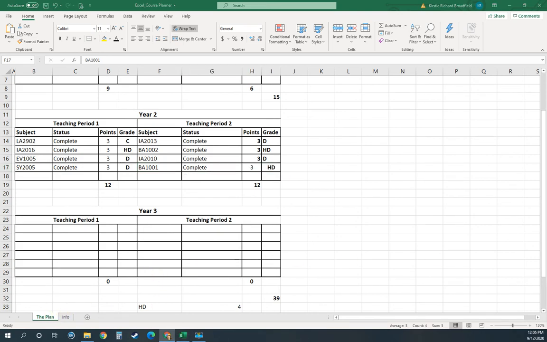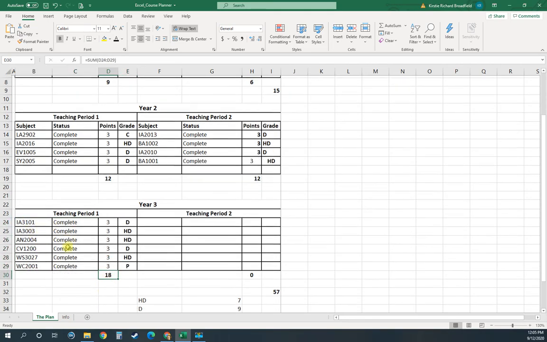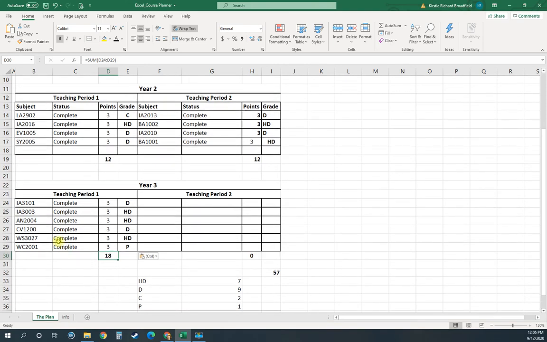And then, although there's a lot of subjects there, don't forget this is a teaching period, and so some of these were actually completed in blocks. Like this CV 1200 was an effective speaking subject for public speaking, and that was done in a week. I think it was around Christmas time, so after the semester had finished.